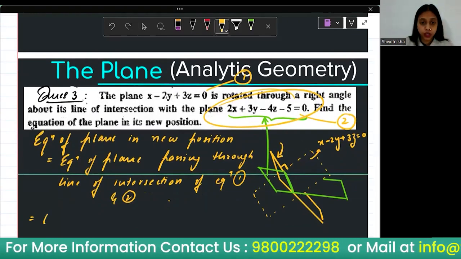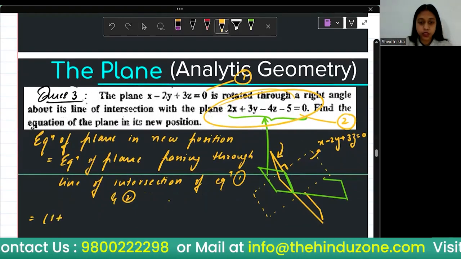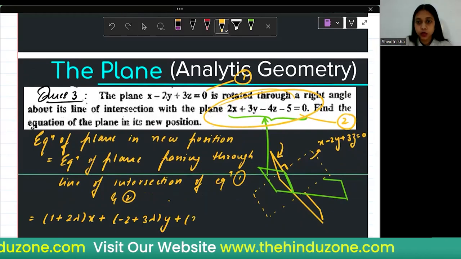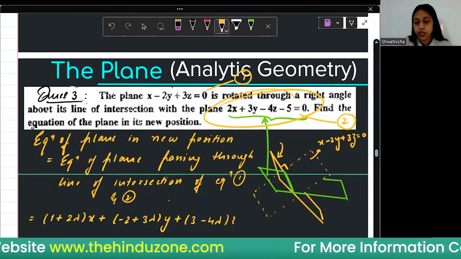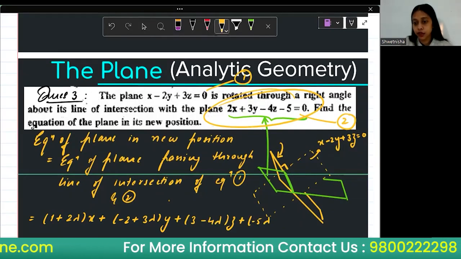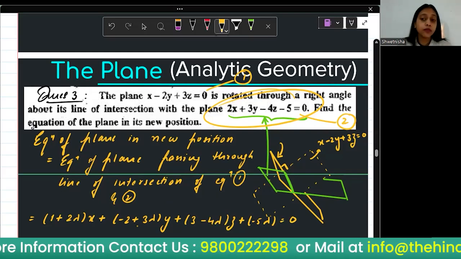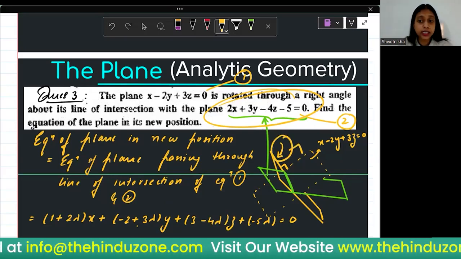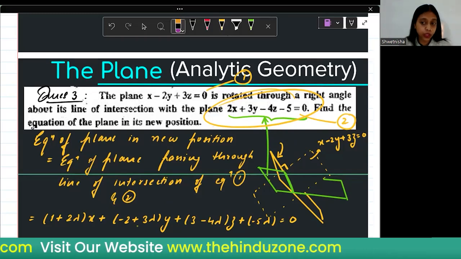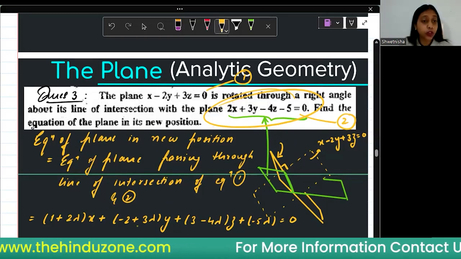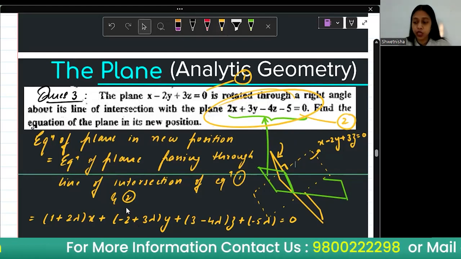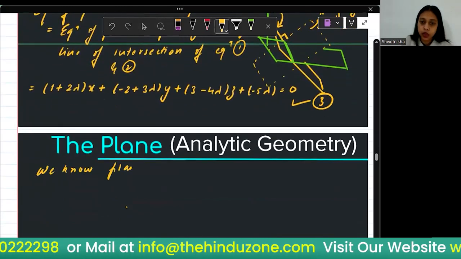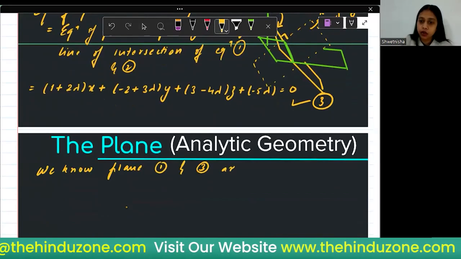So the first equation is x, I keep this, 1 plus 2 lambda x, then minus 2 plus 3 lambda y, plus 3 minus 4 lambda z, plus minus 5 lambda, that is equal to 0. But we have a uniqueness about this plane. This is not any plane passing through the line of intersection. This plane is such that it is making 90 degrees with plane 1. So their normals will also be perpendicular. So we know our condition of perpendicularity. If this is plane 3, we know planes 1 and 3 are perpendicular.